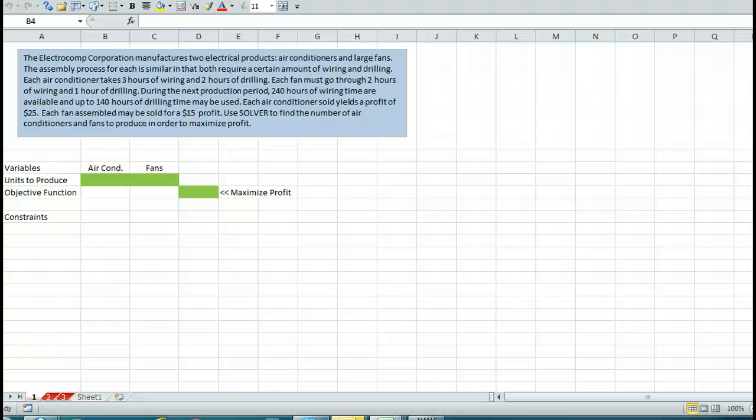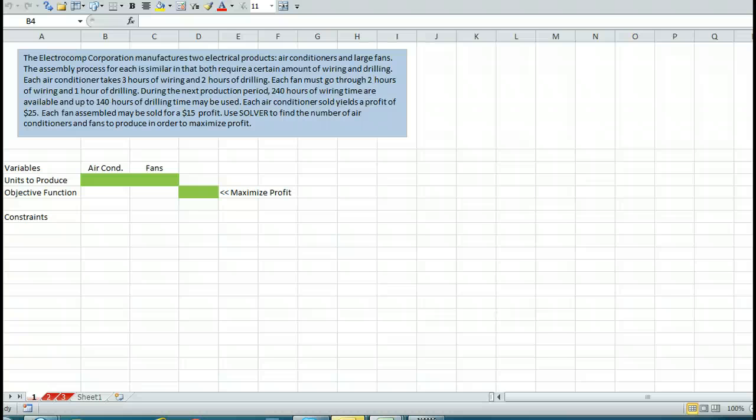So I'm looking at problem 1, and what we're trying to do is maximize profit. We know what our profit is per unit of product. This company apparently makes air conditioners and fans. The paragraph up there tells us that the air conditioners are $25 profit each and the fans are $15 profit each. The paragraph also tells us about the time it takes for wiring and drilling each of these products.